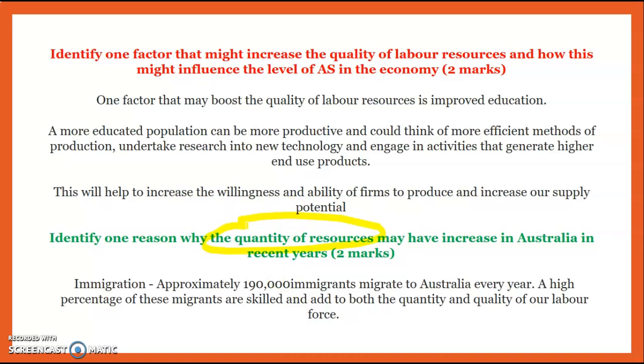So approximately 190,000 immigrants migrate to Australia each year. A high percentage of those migrants are skilled, so they join the labour force, which will lead to an increase in both the quantity because there's more people here and the quality of our labour resources because we're getting new skills and new ideas. So immigration is the main thing that's increased the quantity of resources in Australia.